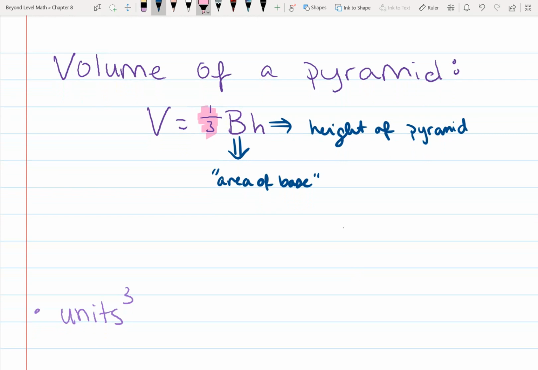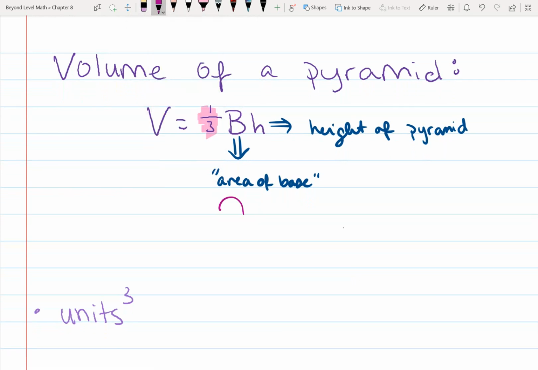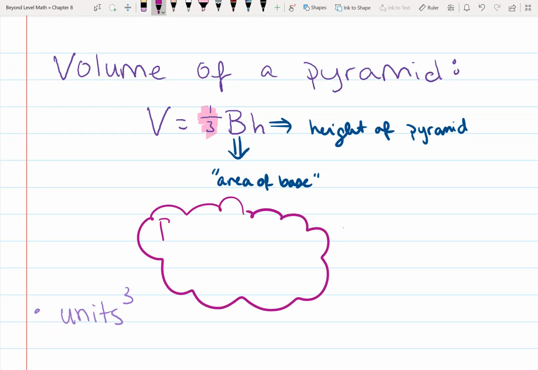Alrighty, so another key point. Let's make this in another color. Do not forget that the capital B will change depending on the base of the figure.